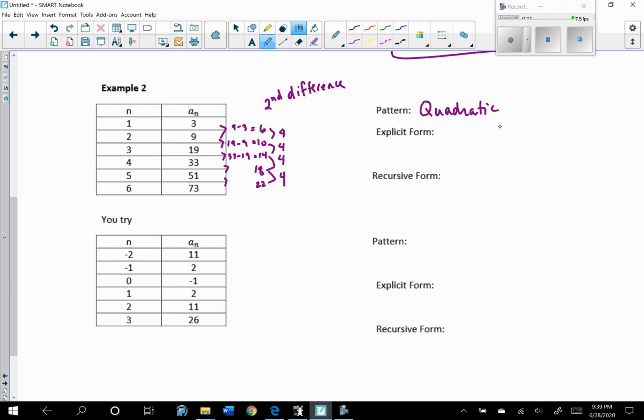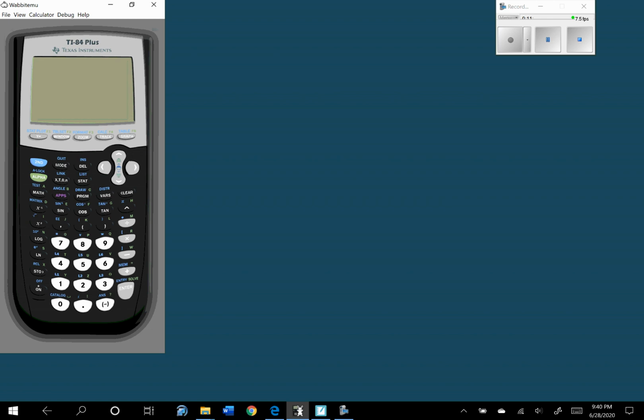So recall for quadratic, we have y equals ax squared plus bx plus c. So for explicit form, again, we can use our calculator and plug it in. So you go to your stat and enter on edit, and I'm going to clear out list 2 and list 1. Again, remember if you accidentally hit delete up here, it deletes the list. So you'd have to enter it back in by doing second delete, which inserts, and then second 1, which is list 1. So keep that in mind.